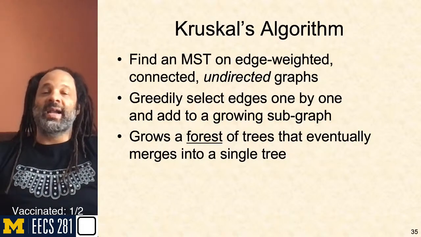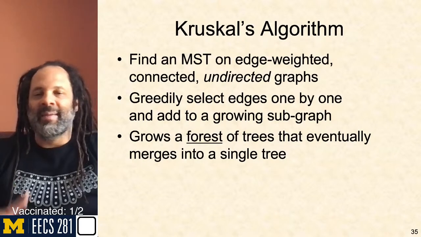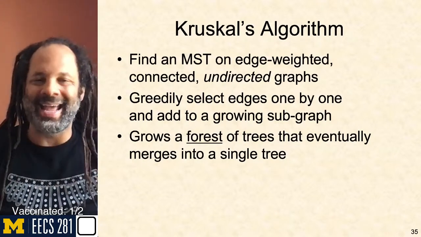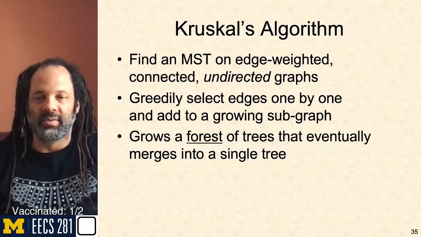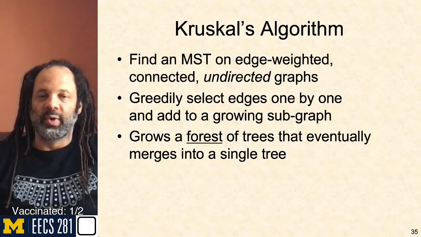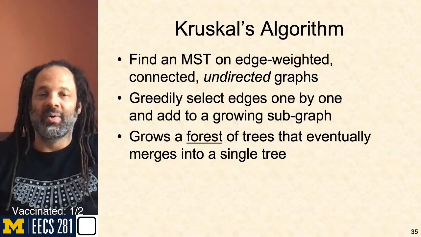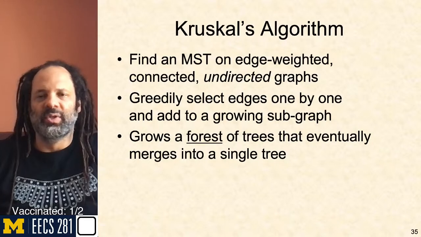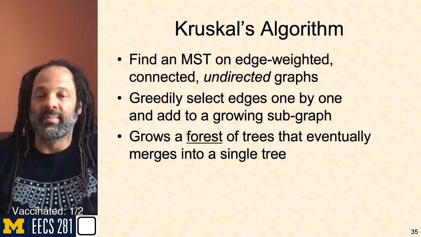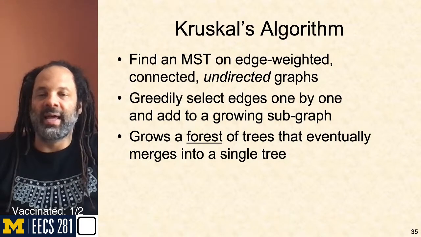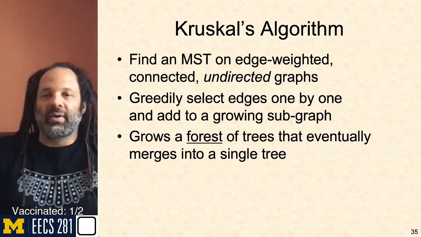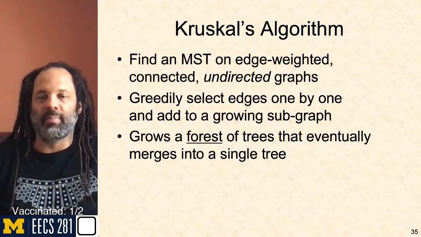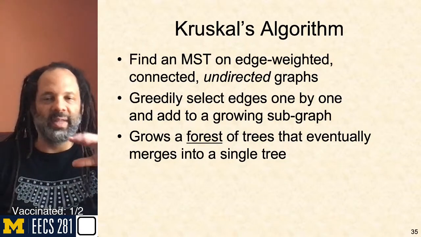Kruskal's algorithm: find me an MST, not the MST. Find an MST on an edge-weighted connected undirected graph, similar to Prim's. This is going to greedily select edges now, one by one, and add them to a growing subgraph. We were doing edge work previously in Prim's, but through the lens of find me the closest vertex and bring that back to me. That's how Prim's works. Kruskal says, well, let's just look at the edges.